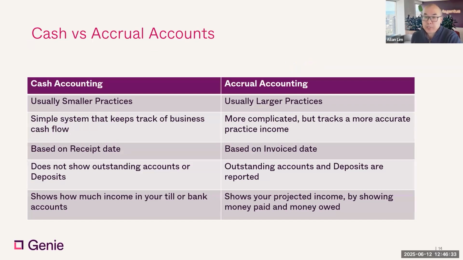Cash accounting tracks all physical transactions coming in and going out of your business. When you invoice a patient, you only report the income once the invoice has been paid for. So for example, if a patient has an appointment on Monday but doesn't pay the invoice until Wednesday, you will only report the income on the Wednesday for cash accounting. Therefore, the receipt date is of vital importance in your reports.